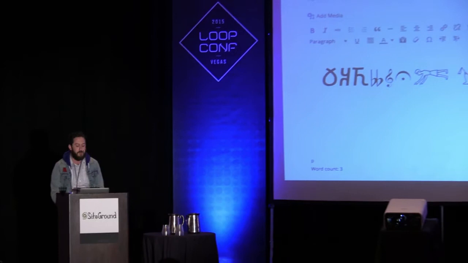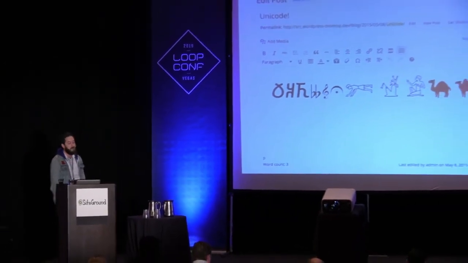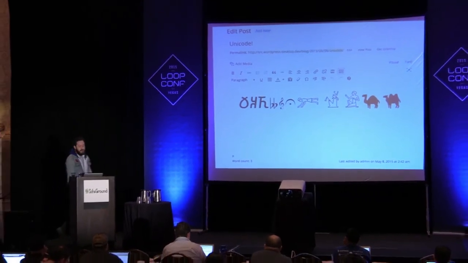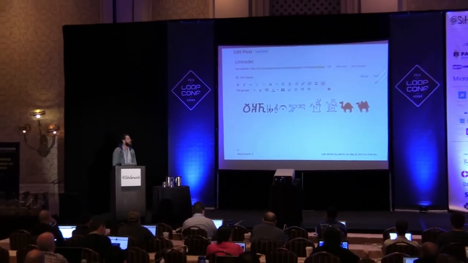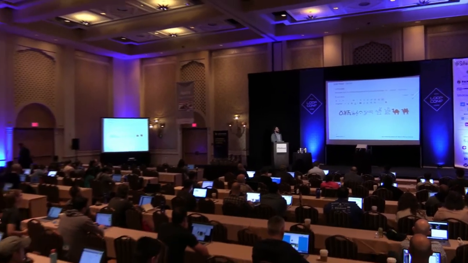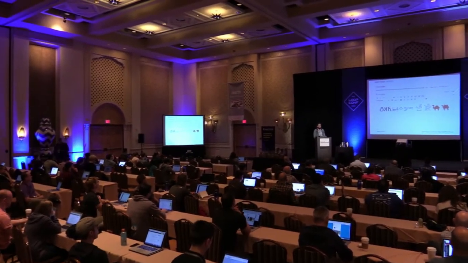A few weeks ago, WordPress 4.2 was released, which included native support for the Unicode character encoding. This means post content can now include the Osmanya alphabet, which serves as the writing script for the Somali language, musical notation symbols, Egyptian hieroglyphs, and both single hump and double hump camels.